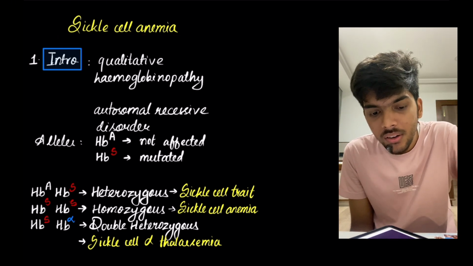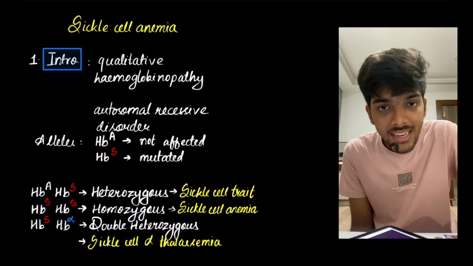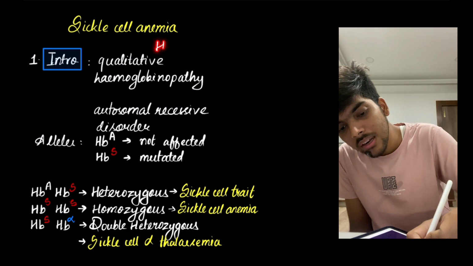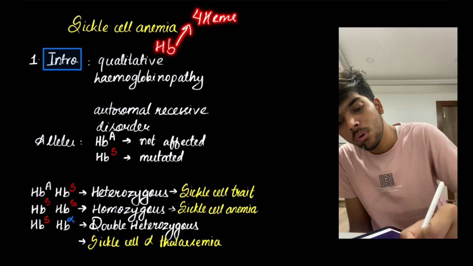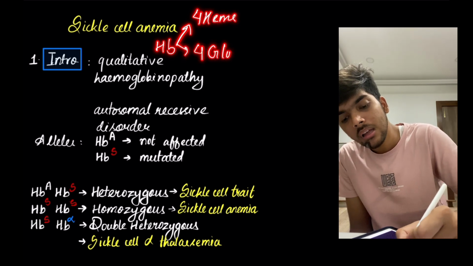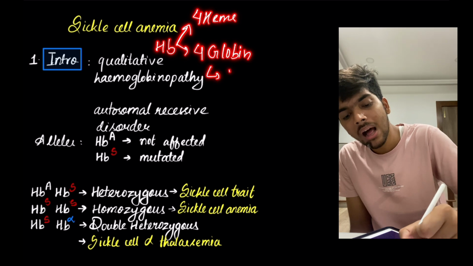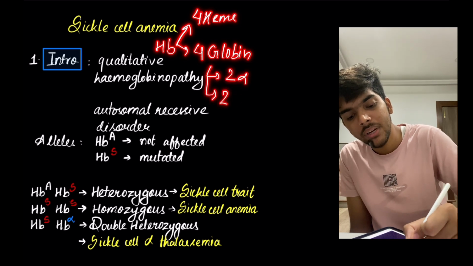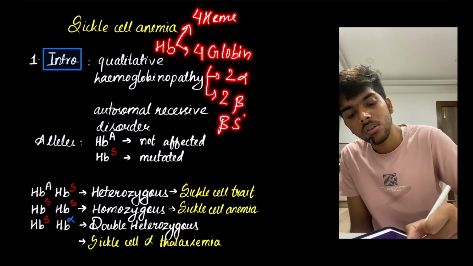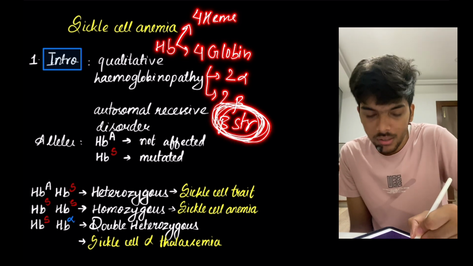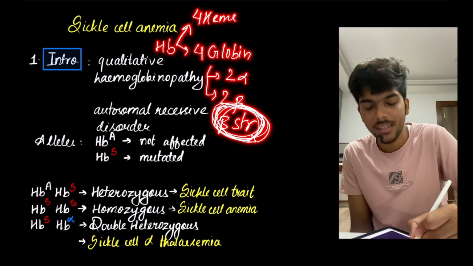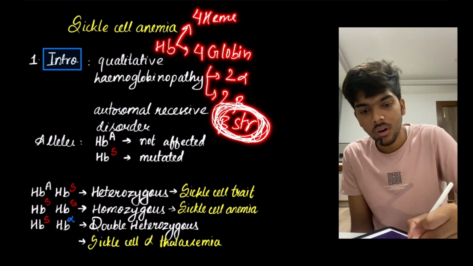Okay, another thing about sickle cell anemia. Where exactly does this qualitative abnormality take place? As I said earlier, hemoglobin contains 4 heme molecules and 4 globin molecules. Out of the 4 globin molecules, 2 are alpha chains and 2 are beta chains. It is in the structure of the beta chain globin protein where the alteration occurs and hemoglobinopathy takes place. Beta chain structure.